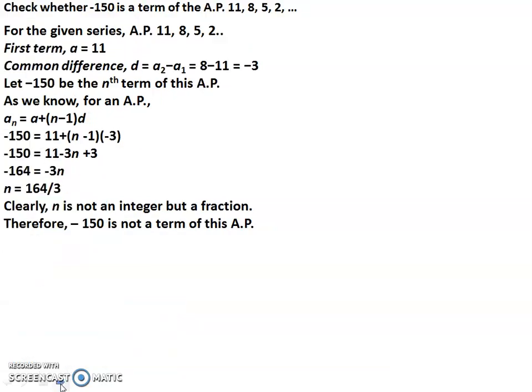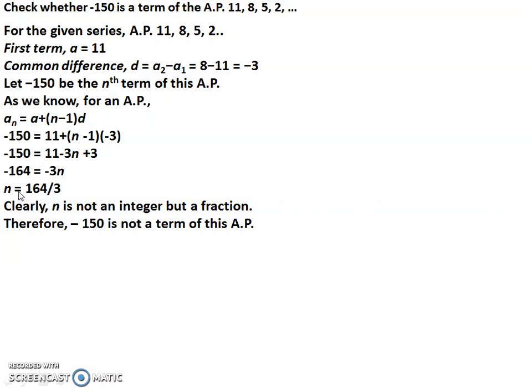Next one. Check whether negative 150 is a term of the AP. How will you check? Just apply an equal to a plus n minus 1 into d. An you will consider it as negative 150. A is given as 11. D is given as minus 3. And you will have the unknown quantity as n.